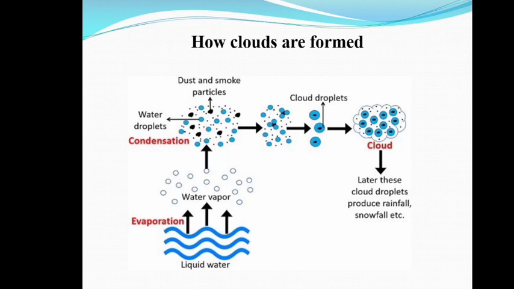Before moving further, we should know shortly how clouds are formed. The liquid water present on Earth's surface gets heated up by the sun and causes evaporation. The water vapor formed rises up and condenses around the dust or small particles floating in the atmosphere. Then these water particles accumulate, leading to the formation of cloud. Later, these cloud droplets produce rainfall, snowfall, etc.